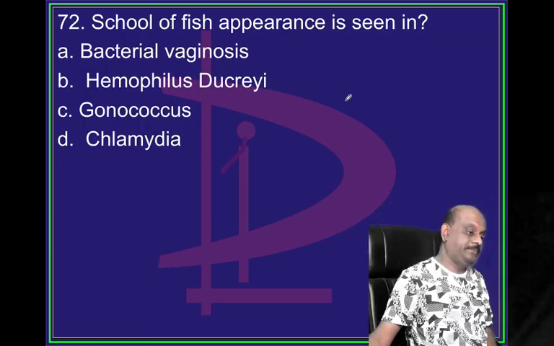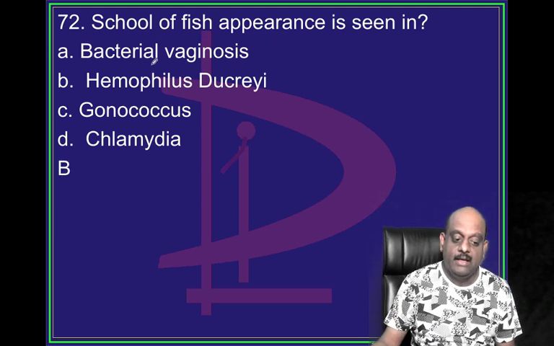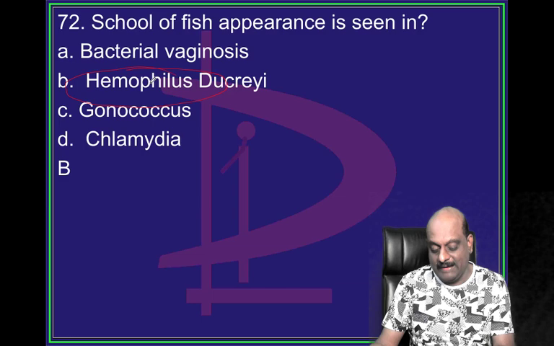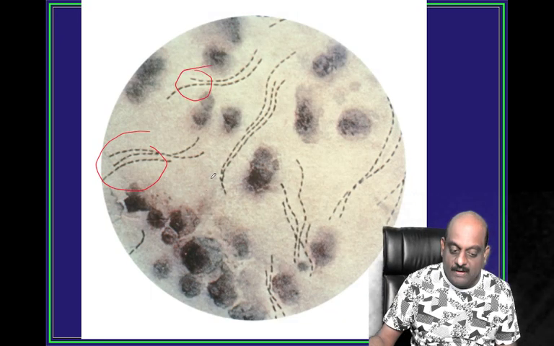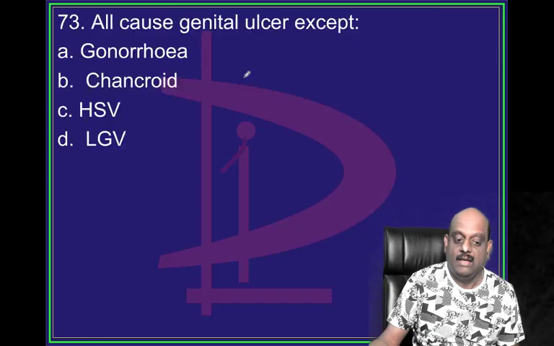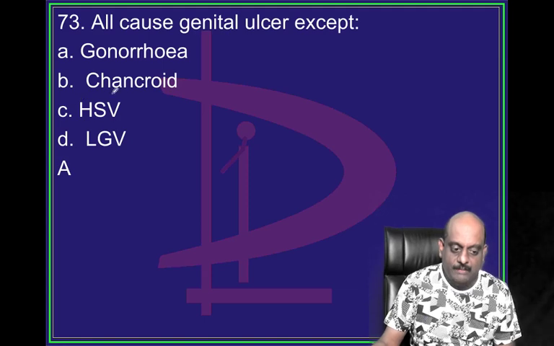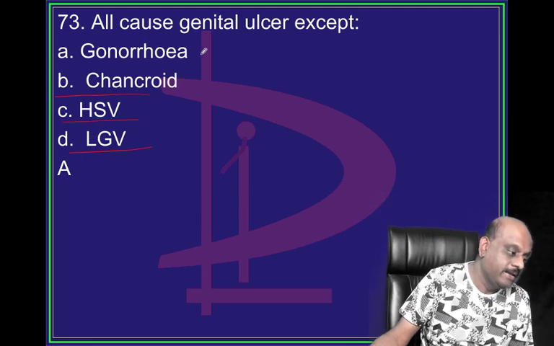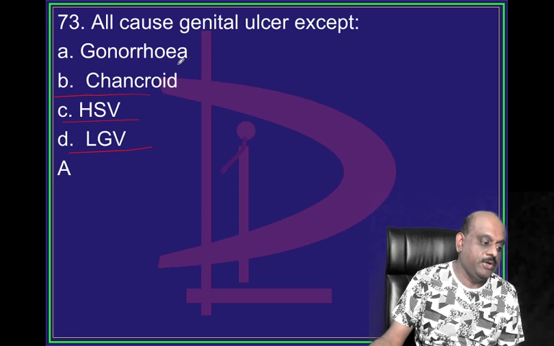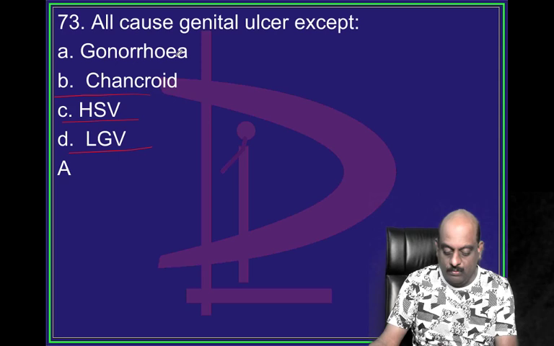School of fish appearance, where do you see? Bacillus nuclei. So this is the school of fish appearance. These all lead to genital ulcer. Except what? Chancroid, HSV, LGV, all of them. Gonorrhea only gives discharge, urethral discharge, not a genital ulcer, is what you have to remember.